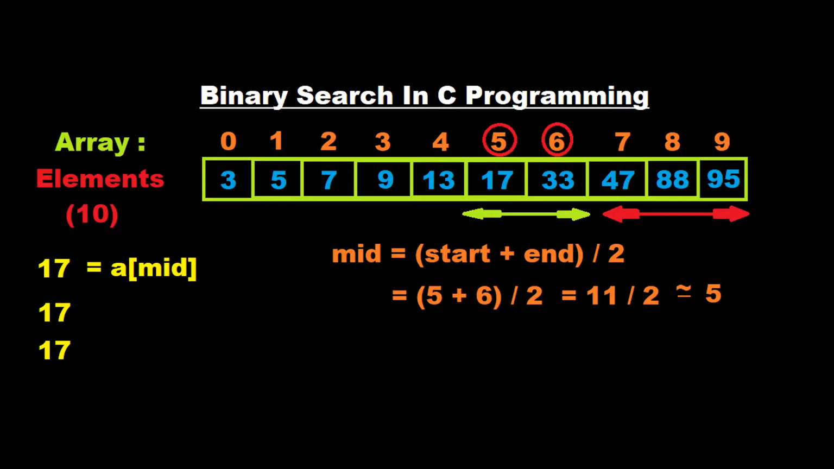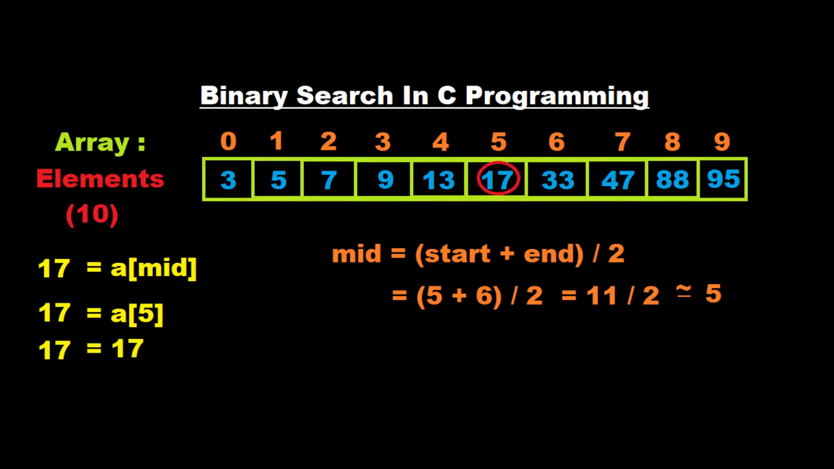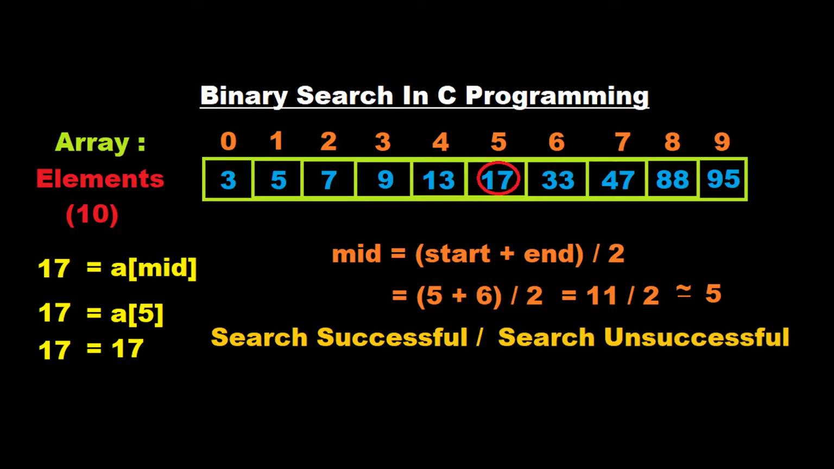17 is equal to A of mid. 17 is equal to A of 5, or we can see here that 17 is equal to 17. This means that our search has been successful, so we can print it. If we don't find the element, in that case we will print search is unsuccessful. So now this is the entire logic of performing binary search to find an element in an array.